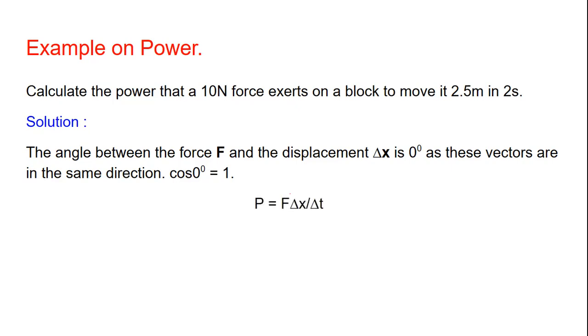So positive work is being done. P is equal to F delta x by delta T. I didn't forget about the cos theta. I just said that because we have cos 0 here and cos 0 is 1, that's why I didn't put the cos theta there. So P is equal to F delta x by delta T. Make your substitution, 10 times 2.5 over 2, and you will get P being 12.5 watts. The SI unit for power is watts.